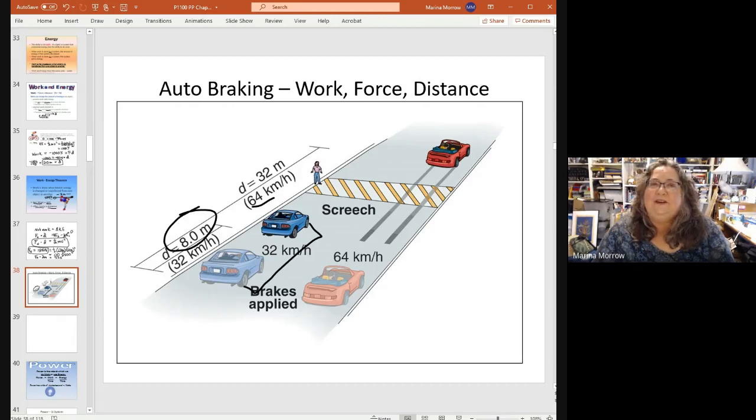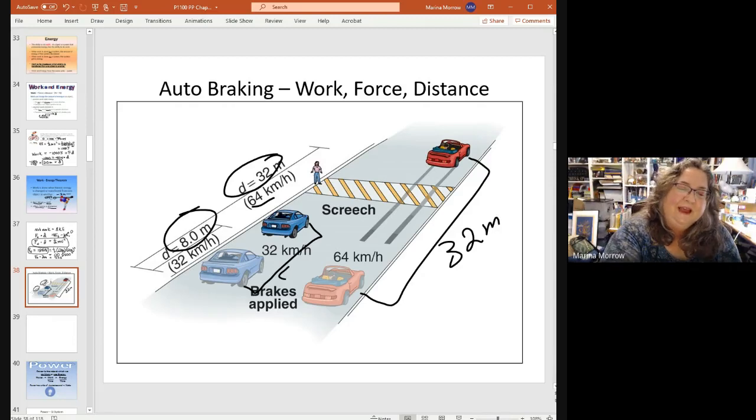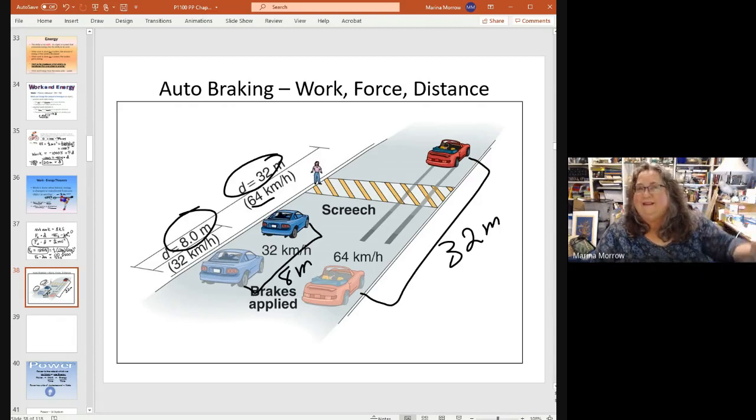But because you have to use the brakes to bring the car to a stop, you have to get rid of all that energy. Then you actually have 4 times as much energy for the red car. And so the braking distance is actually 4 times larger, 32 meters, as opposed to 8 meters. So, right? Twice the velocity, 4 times as much energy.